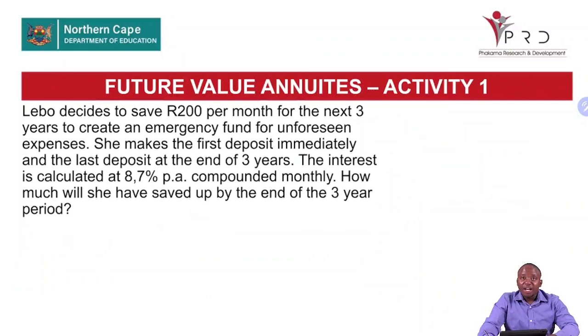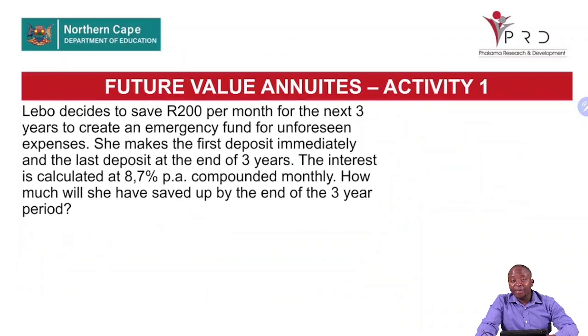Welcome back, grade 12s. Now let us discuss the solutions to this activity. Under this activity, we are told that Lewood decides to save 200 rands per month for the next 3 years to create an emergency fund for unforeseen expenses. She makes the first deposit immediately and the last deposit at the end of 3 years. The interest rate is calculated at 8.7% per annum, compounded monthly. How much will she have saved up by the end of a 3-year period?